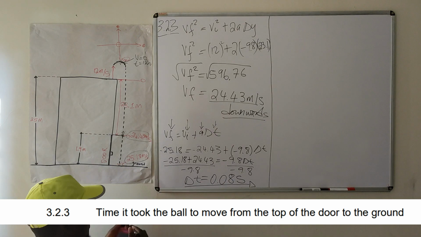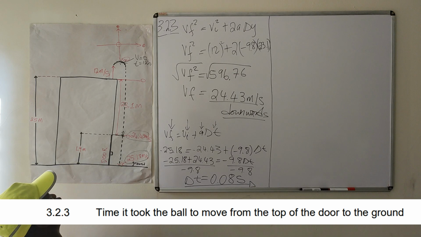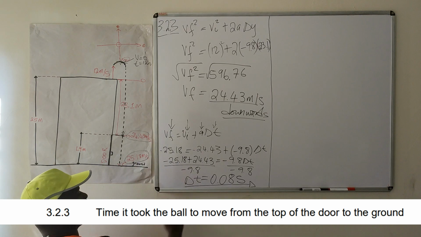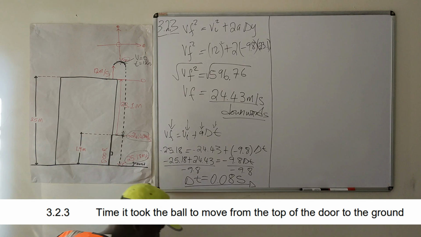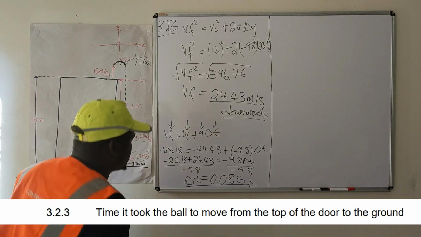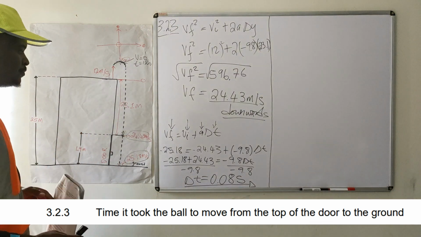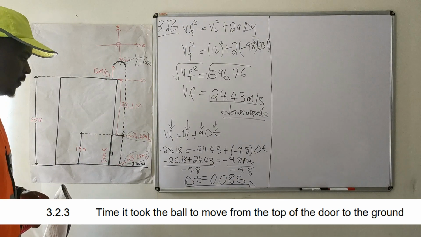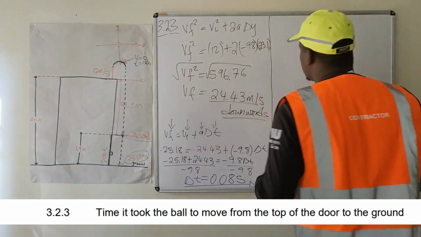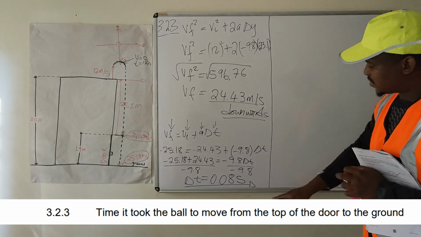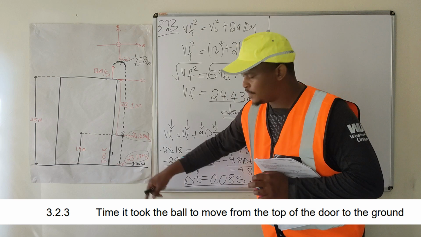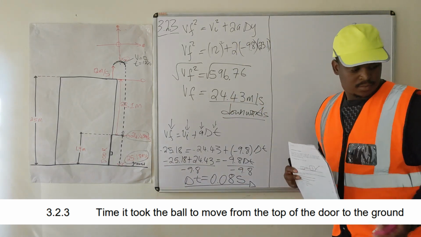This is your time. So this is the time it took for the ball to move from the top of the door to the ground, 0.08 seconds. That's the time that you have. So what do you do now? You say, okay, we're done with this question. The ball took this time to move from there to there, and you go to the next question.